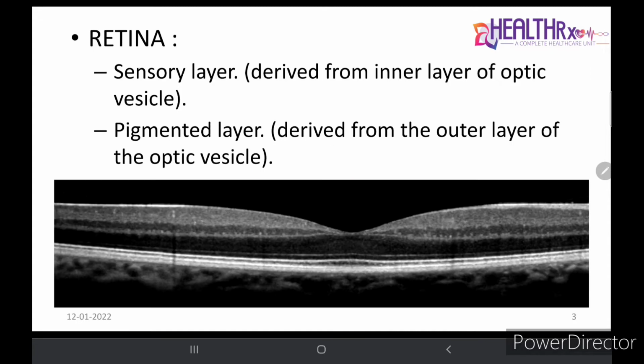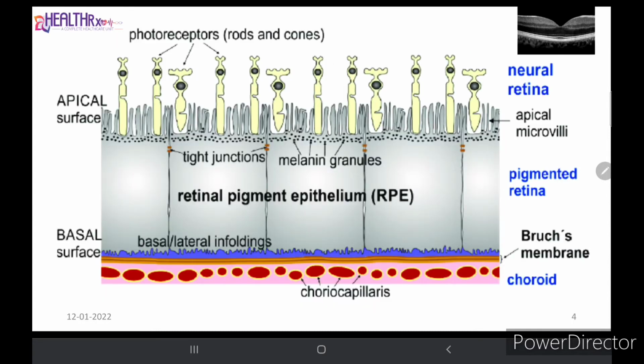pars retinae iridis. However, the retina can be grossly divided into two layers: the sensory layer, which is derived from the inner layers of the optic vesicle, and the pigmented layer, which is derived from the outer layer of the optic vesicle. Now this is a schematic drawing of the part of sensory retina attached to the retinal pigment epithelium and the Bruch's membrane. The sensory and the pigmented layers are attached loosely to each other by the extracellular matrix that fills the space between the apical villi of the pigment epithelium and the outer segments of the photoreceptors, as well as the interphotoreceptor space.